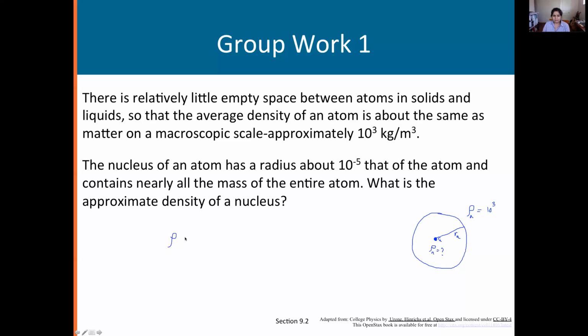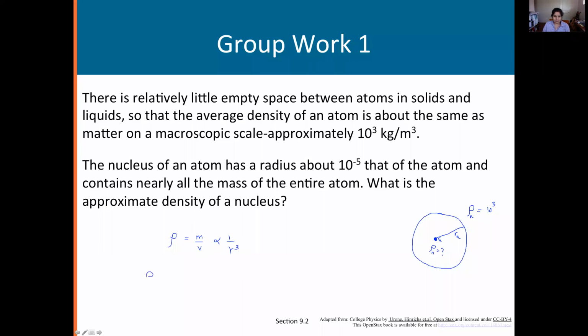So density equals mass per unit volume. Mass is the same. The only difference is in volume. Both are spheres, so my volume goes as 4/3 pi r cubed, right? So I'm going to write that density is proportional to 1 over r cubed. Can I do this? Yeah? Since the volume goes as r cubed.